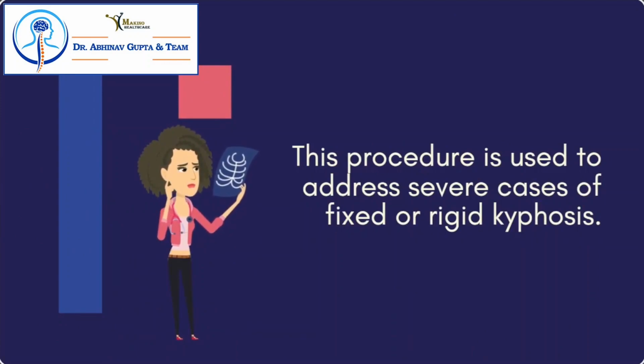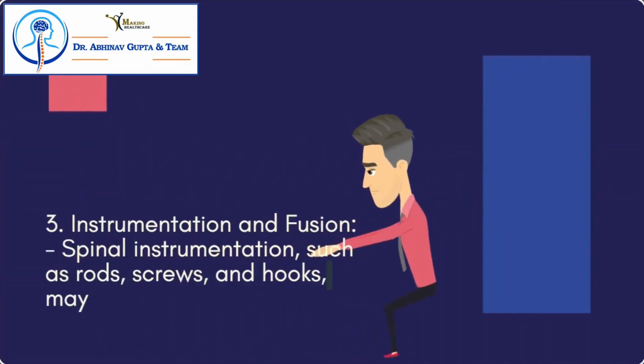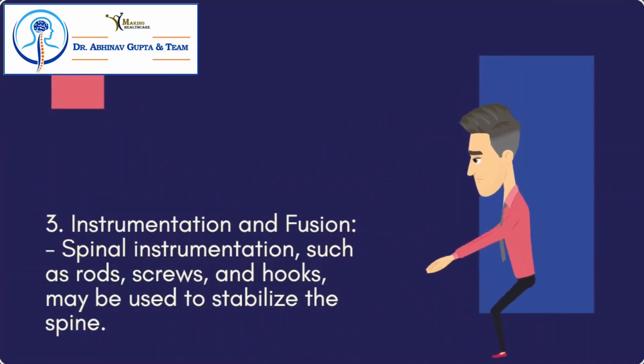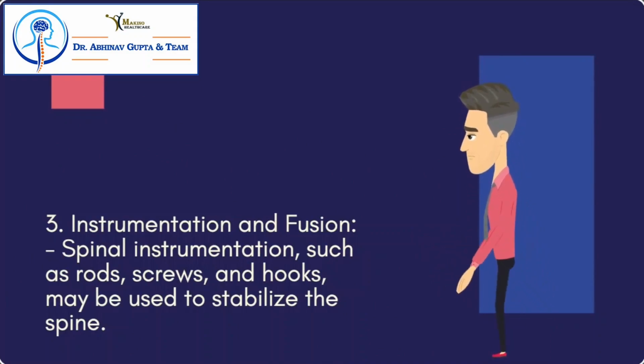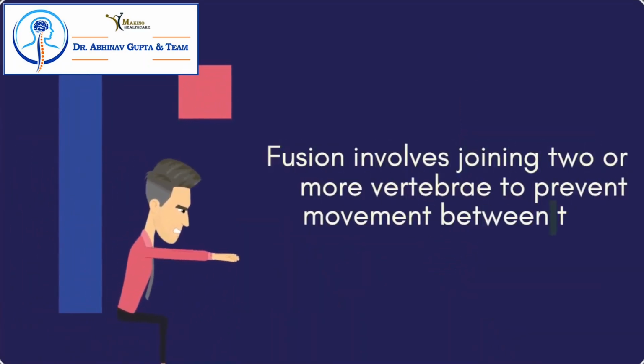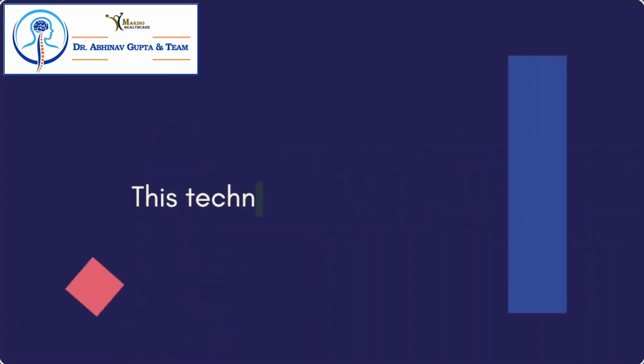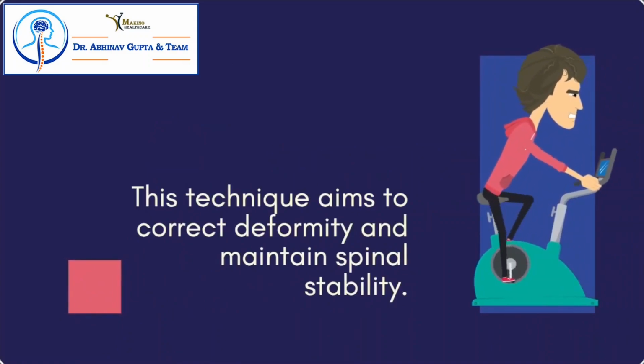3. Instrumentation and fusion. Spinal instrumentation, such as rods, screws, and hooks, may be used to stabilize the spine. Fusion involves joining two or more vertebrae to prevent movement between them. This technique aims to correct deformity and maintain spinal stability.